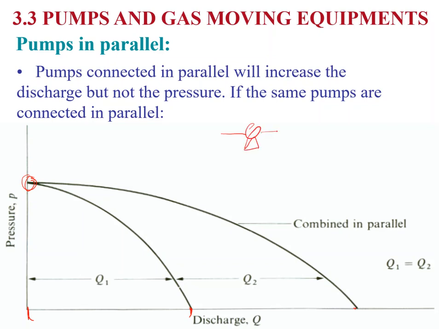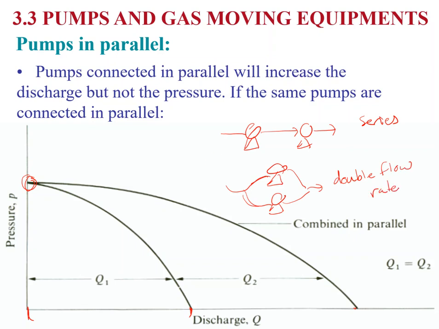So this is the first pump and this is the second pump. This is called series, and the pressure here will increase, it will double. And this is the second configuration. The pressure here is not going to double, but I can double the flow rate. So here, double flow rate, and here double the pressure.